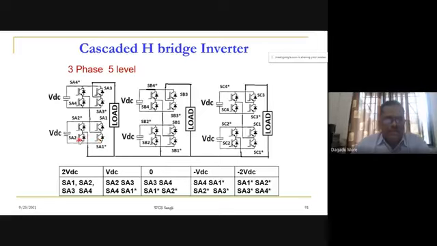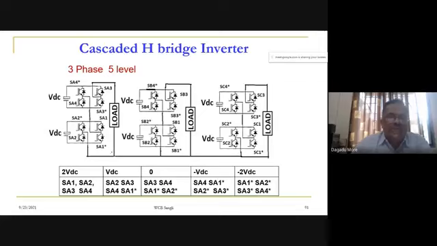SA2 is here, the complementary device will be SA2. Similar case for SA3 and SA4. Now we are considering the case when SA1 is on. So we'll start here, SA1, SA2. So we'll just see it here. Let us assume that SA1 and SA2 are on.